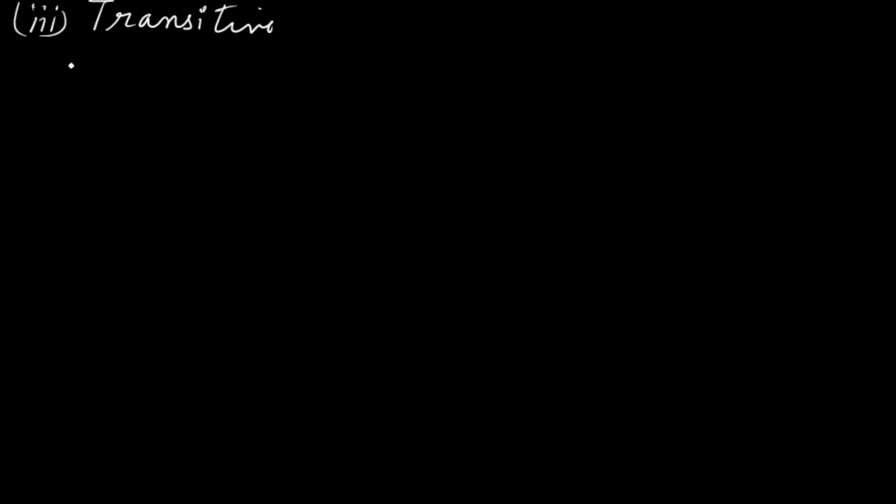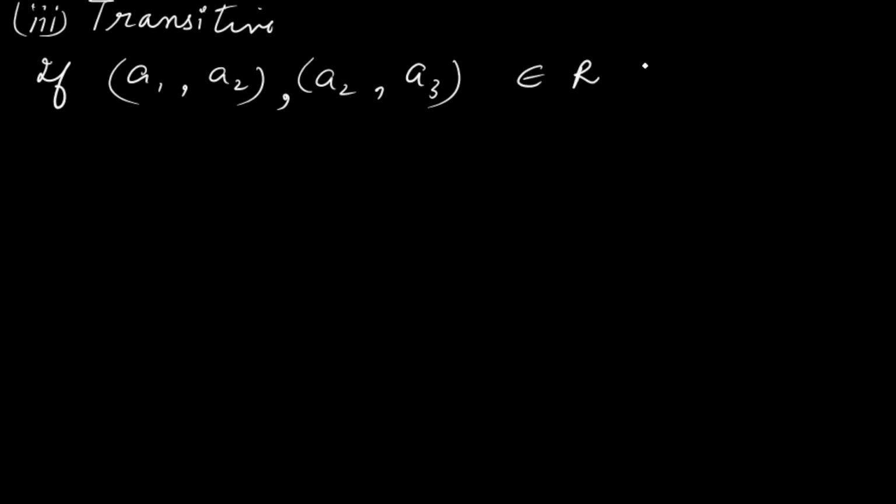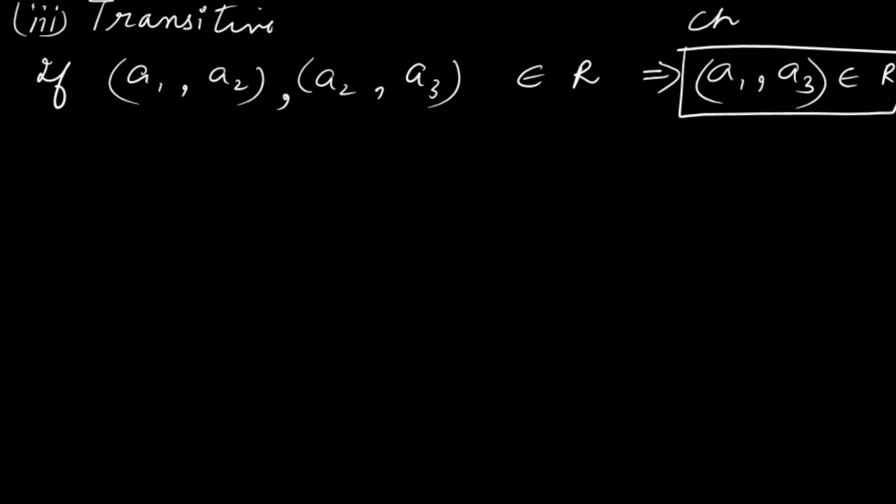See, for transitive, we know if (A1, A2) and (A2, A3) belong to R, it implies (A1, A3), that means the first and last one, (A1, A3), also should belong to R. So here this part we have to check.